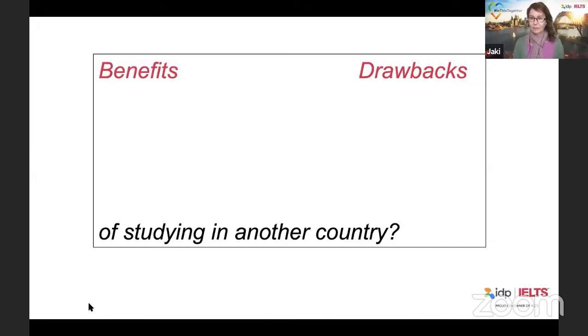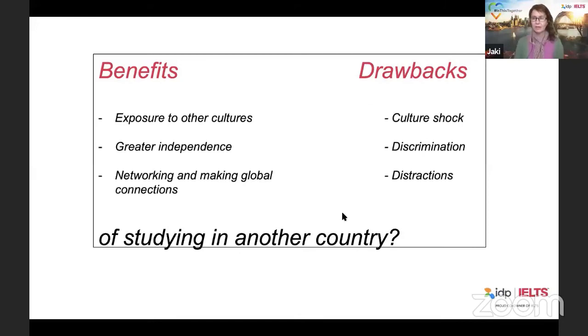What about the drawbacks? Expensive, homesickness, definitely, culture shock, yes. Okay, so I've got very similar ones to you. But try to always think of three. So benefits: exposure to other cultures, independence, networking. Drawbacks: culture shock, discrimination. And I thought of distractions. Sometimes when people go overseas, parents are not around, they get distracted. Discrimination, that could be another one, yes.